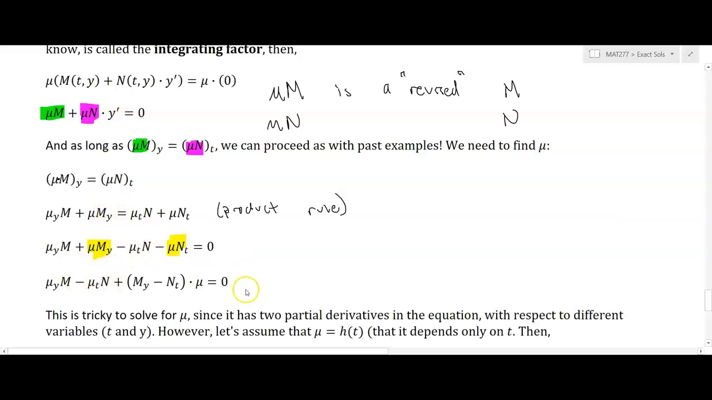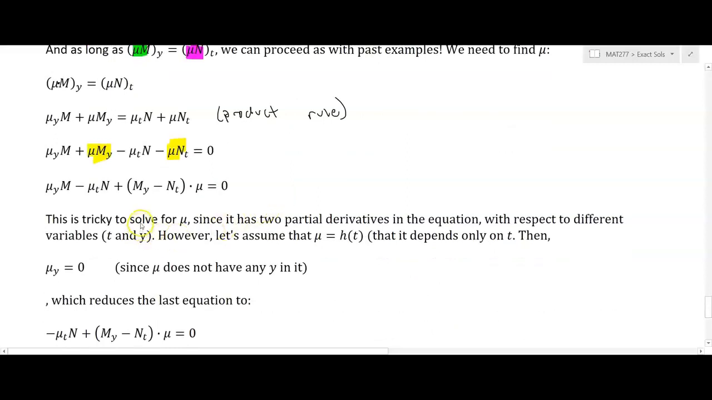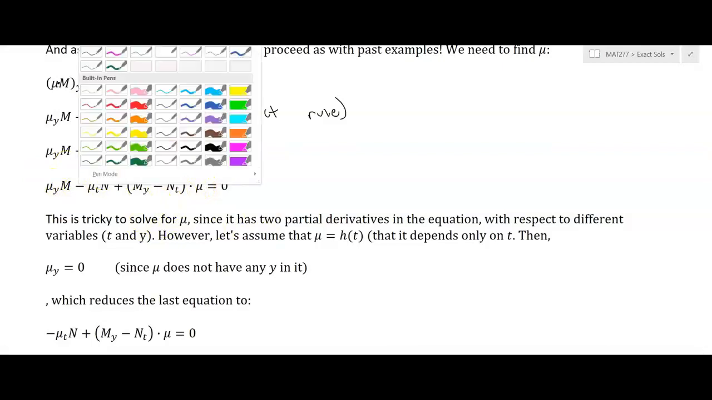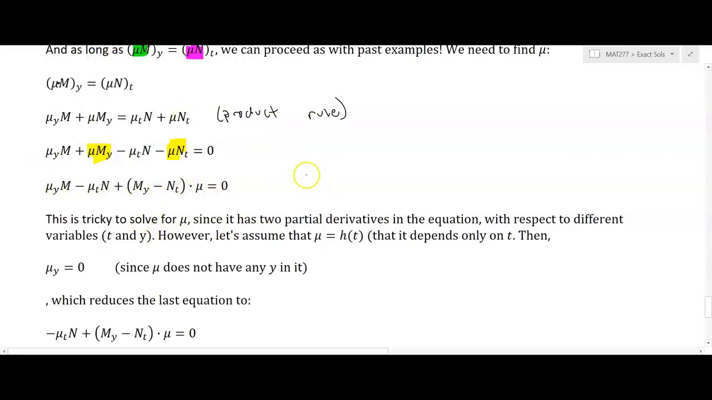But wait a minute, this is too complicated. This is really tricky to solve for mu. I have two partial derivatives in here, so this is a really nasty differential equation. I'm sorry to use that terminology. I know nobody likes to hear that something is nasty, but it really is. Look at this thing. This is the derivative of mu with respect to t times N, and then I have plus my M_y minus N_t.